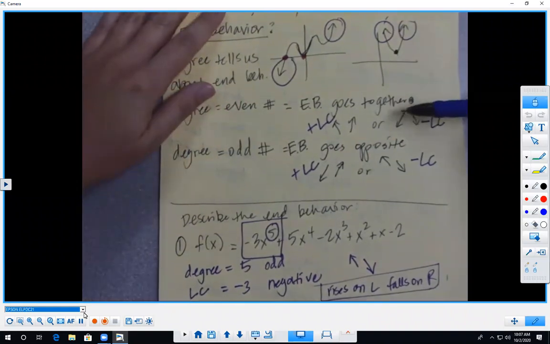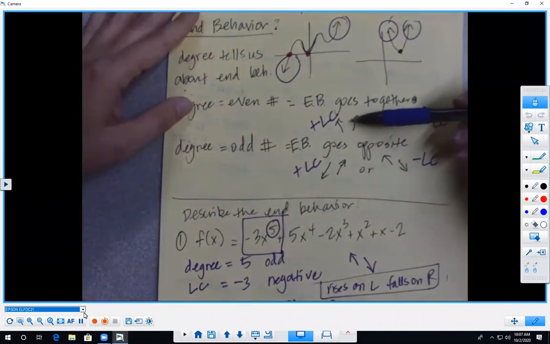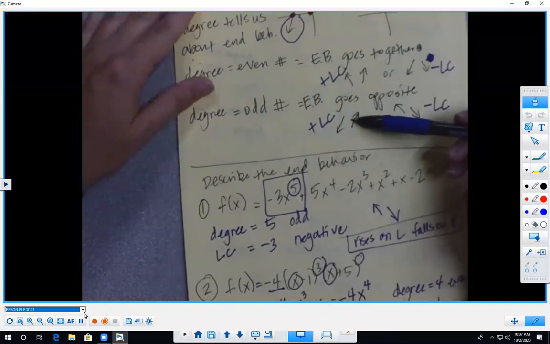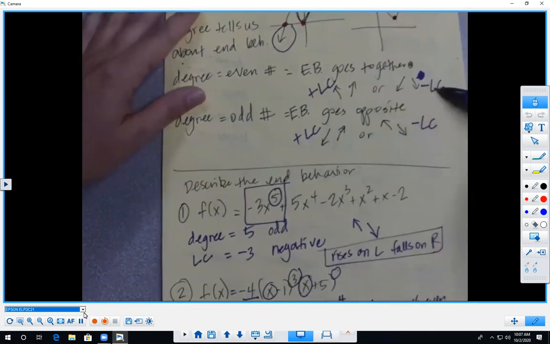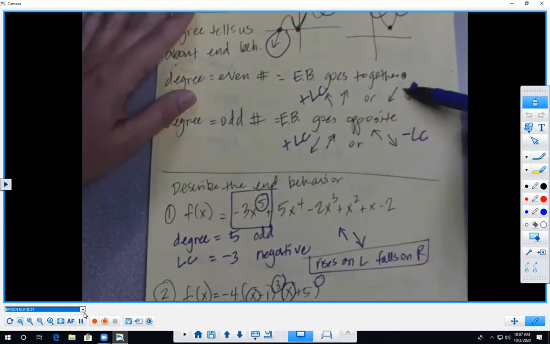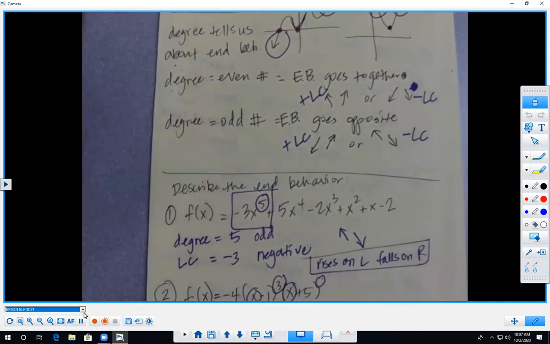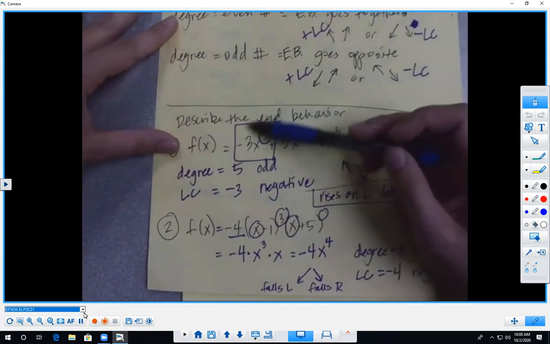If it's a positive leading coefficient and an even degree, they both go up. If it's a positive leading coefficient and odd degree, it falls to the left, rises to the right. Negative leading coefficient and even degree, they both go down. Negative leading coefficient, odd degree, it rises to the left, falls to the right. So we can look at any function and describe the end behavior just by looking at the first term.